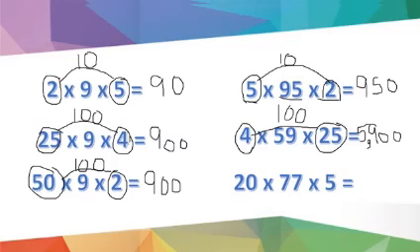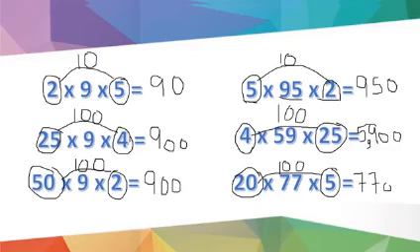I'm very smart. 20 by 77 by 5. First step, multiply 20 by 5. 2 by 5, 10, and add 0 at the end of the number, so it's 100. 100 by 77: 77 by 1, 77, and then add 2 zeros at the end of the number, so it's 7,700.